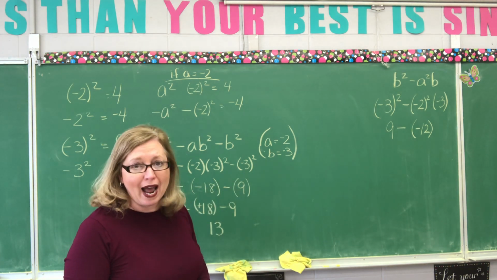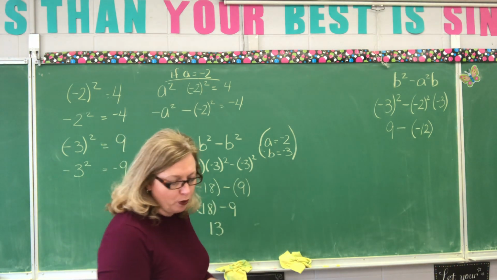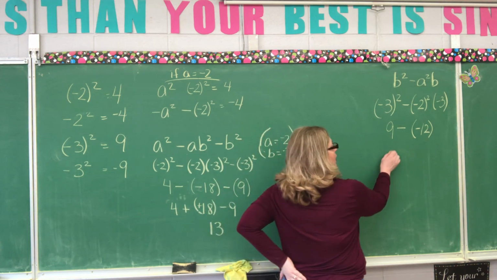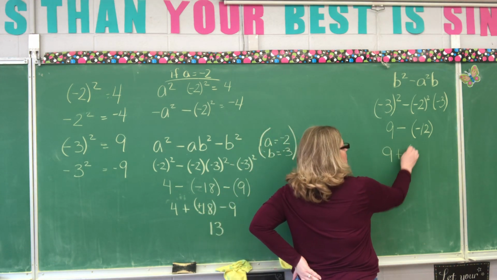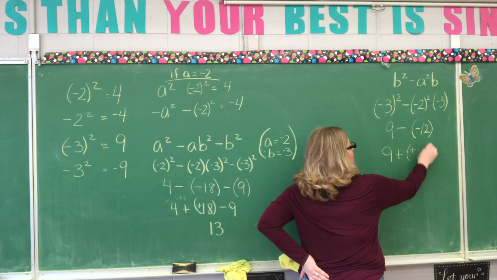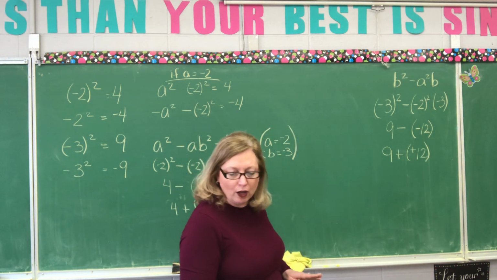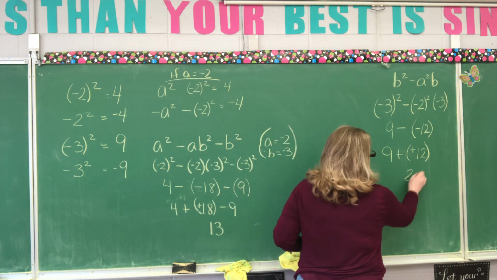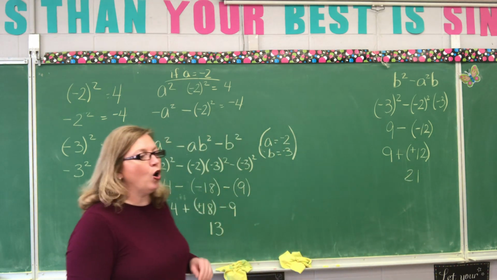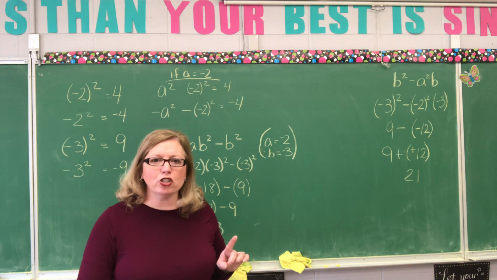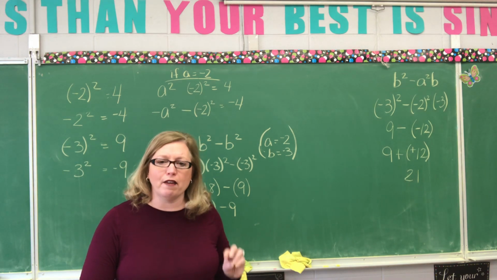I cannot subtract a negative number. So what am I going to do? I'm going to change my sign to 9 plus, change the sign of the next number to positive 12. And 9 plus 12 is 21. Okay? All we do is write our equation, substitute it, and follow it.